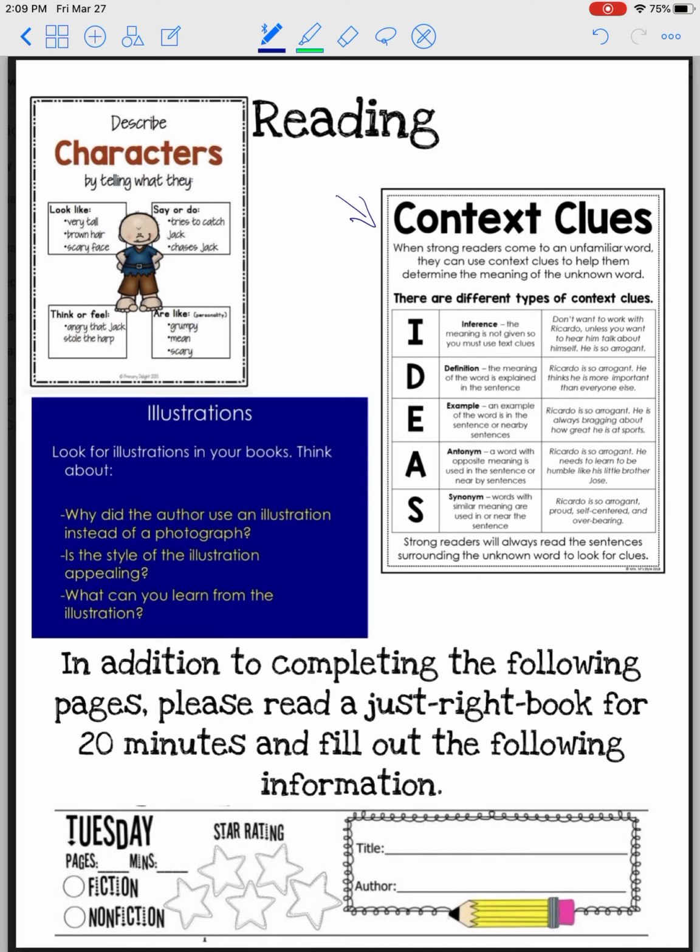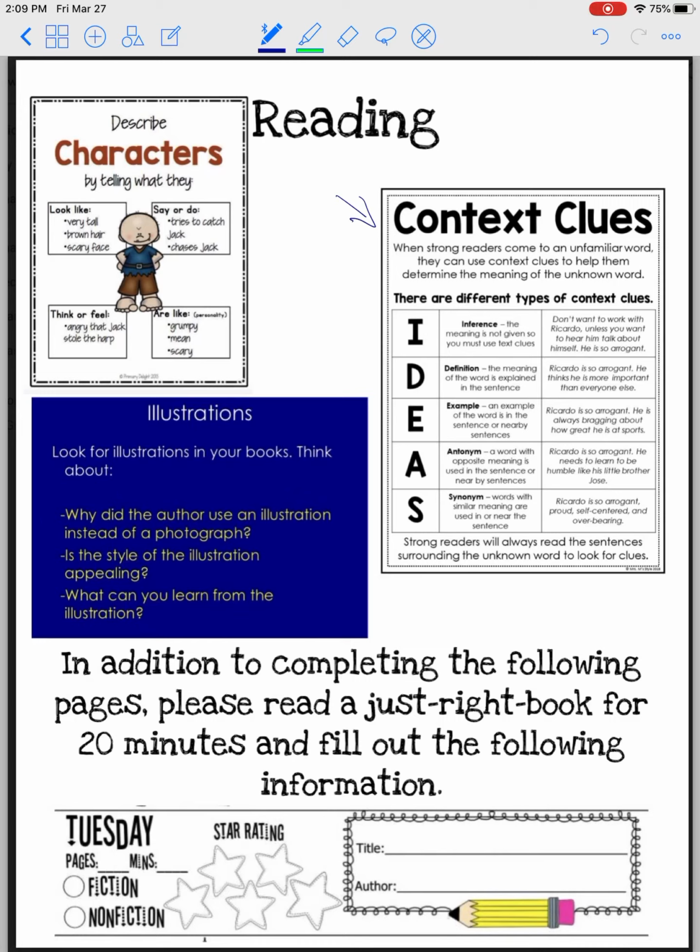So when you come to a word that you don't know, you might use context clues to determine the meaning of the word. So maybe you're using an inference, and that means the meaning's not given, so you have to use the text clues. And then we are looking at definitions. So the meaning of the word is explained in the sentence. And a lot of times if it's going to be explained in the sentence, there is a comma and it is defined right after the word.